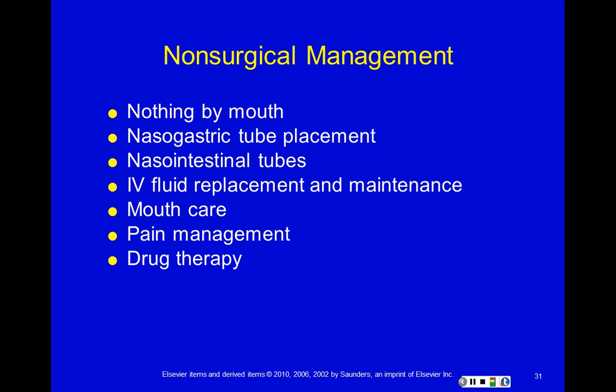So, non-surgical management includes nothing by mouth. If there is an obstruction, we don't need this person to eat anything because they are not going to be able to digest it appropriately. A nasogastric tube or nasointestinal tube is going to be placed to assist in gastric decompression. As I said, gas builds up, you have fluid build up, gastric acids build up, and so they're going to place this to help decompress the stomach.